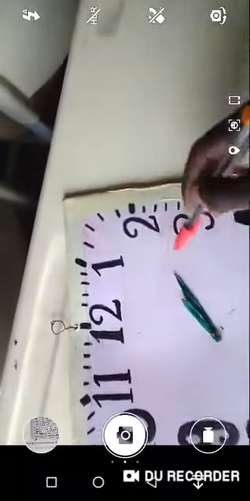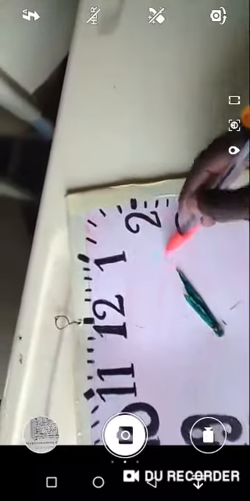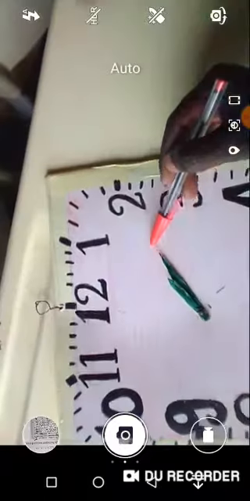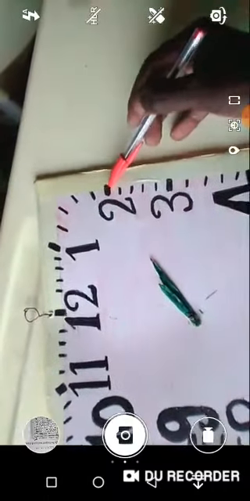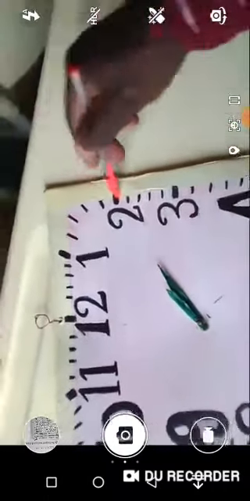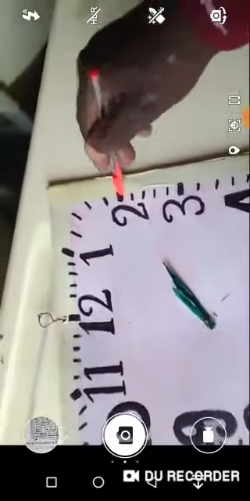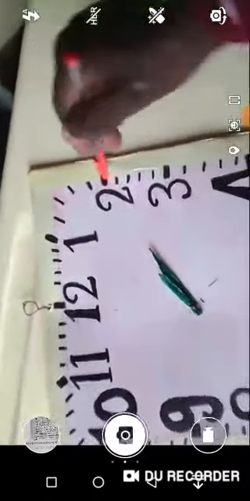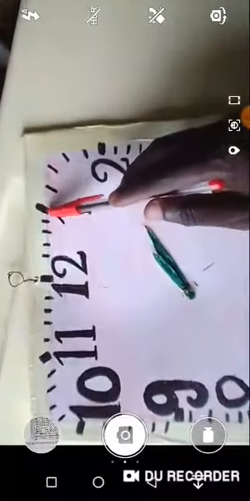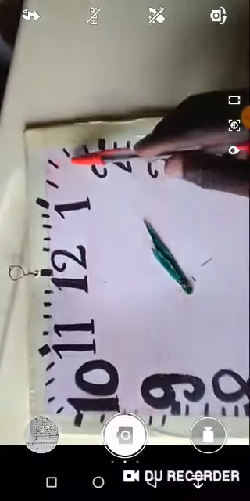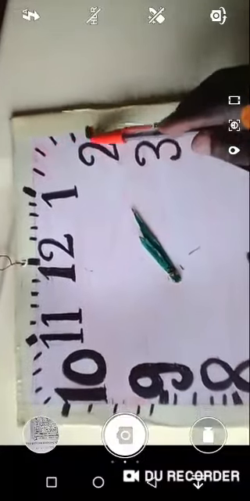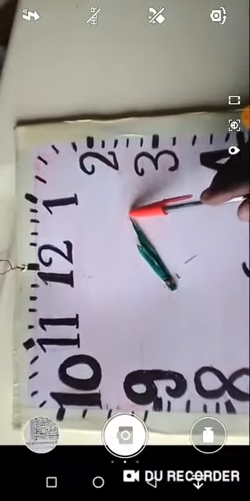Let's calculate the time here. The long needle is pointing at 2, at this big dot, the large point of 2. Then I'll count from here: 1, 2, 3, 4, 5, 6, 7, 8, 9, 10. This is 10 minutes past.